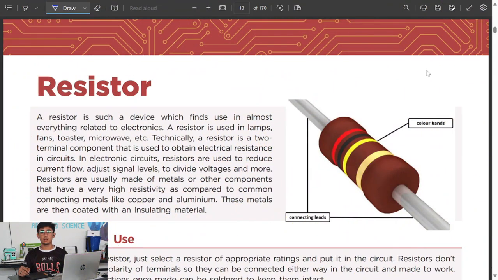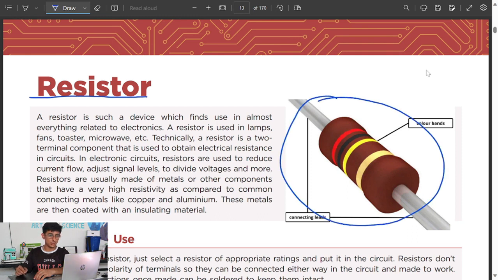Now our fourth basic component in electronics is the resistor. This is the resistor, and this is the symbolic diagram of a resistor. A resistor is a device which finds use in almost everything related to electronics. A resistor is used in lamps, fans, toasters, microwaves, etc. Technically, a resistor is a two-terminal component that is used to obtain electrical resistance in a circuit.